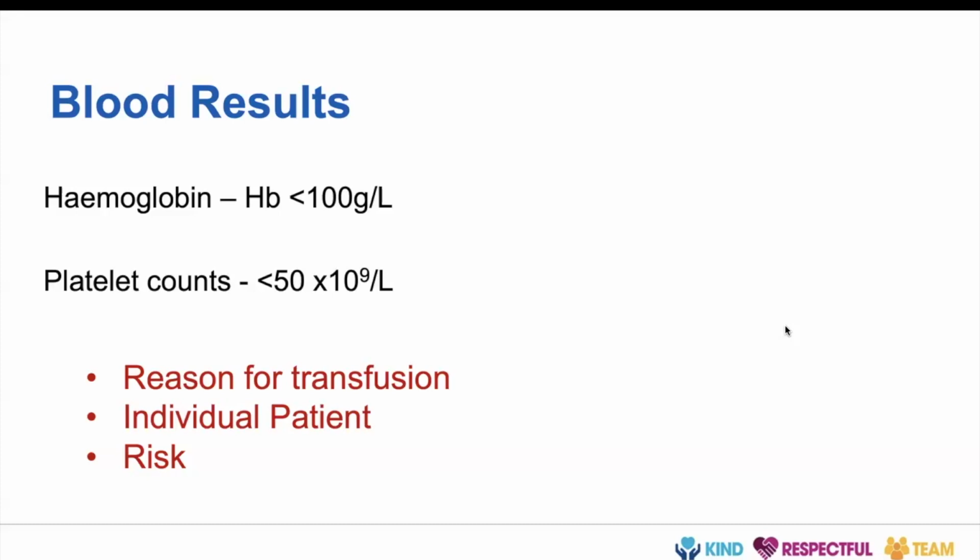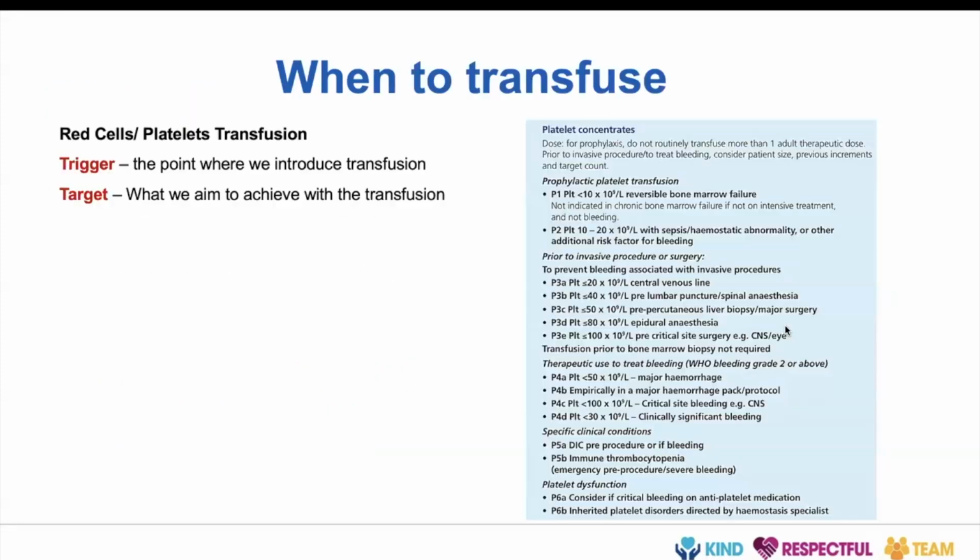When we look at these numbers, we then want to think about the reason for the transfusion. We want to think about the individual patient, what is happening with that patient at the time, and we want to consider the risk versus the benefit of that transfusion, because transfusion is fantastic. And I stand by that as somebody who gives out thousands of transfusions a year, but there is obviously risk associated with transfusion, risk for the use of the blood component itself, but also risk associated to the patient and the patient's condition.